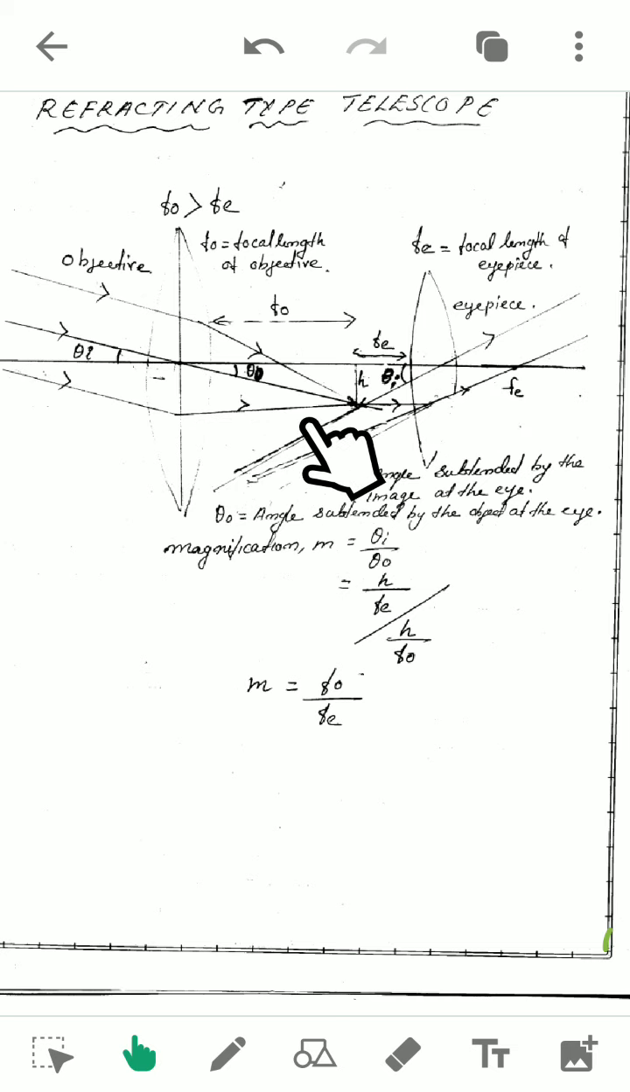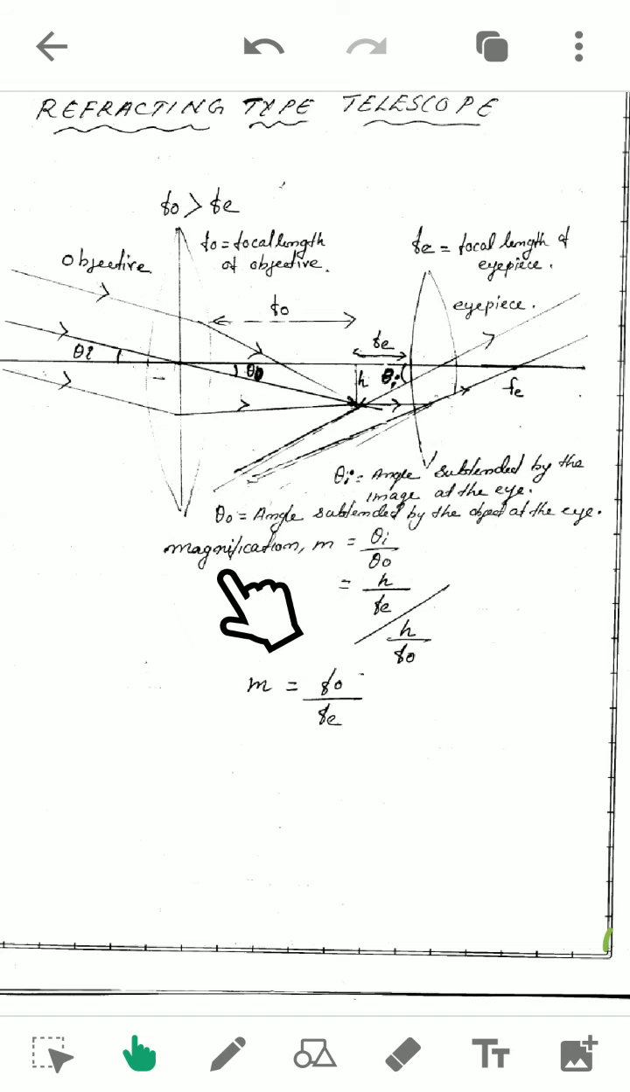You know that telescope is used to see very far objects. Here we are discussing only astronomical telescope. See, the rays are coming from infinity. It converges at the focus of the eyepiece. Here, the angle subtended by the image at the eyepiece is theta I, and the angle subtended by the object is theta O.